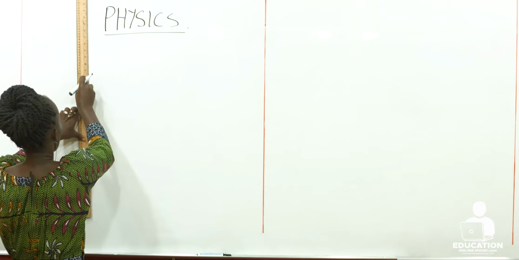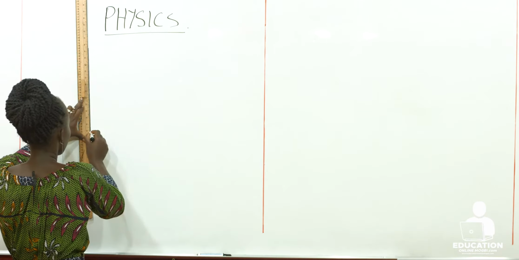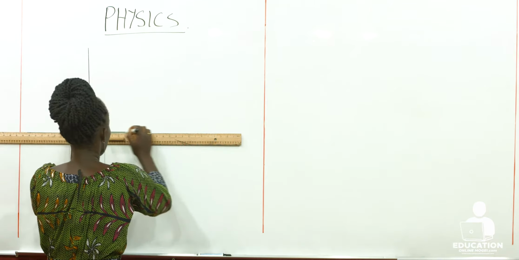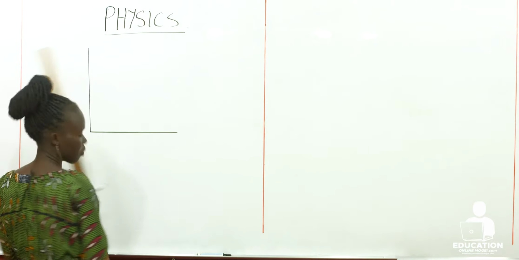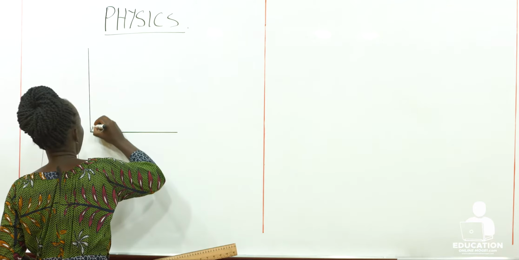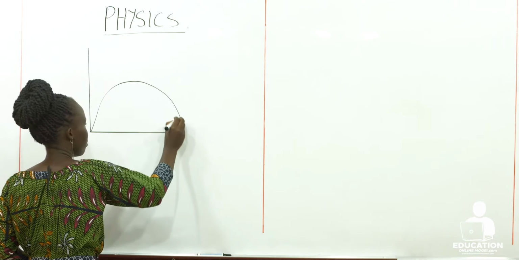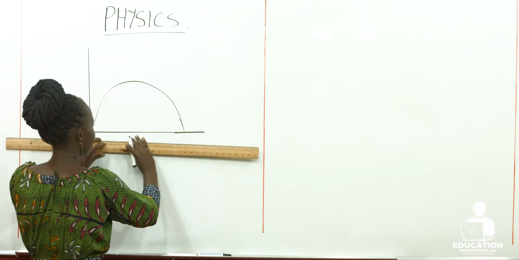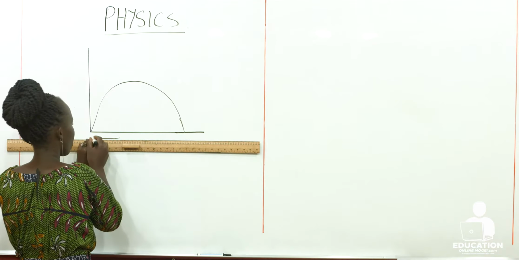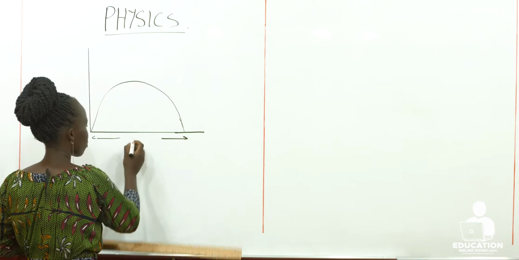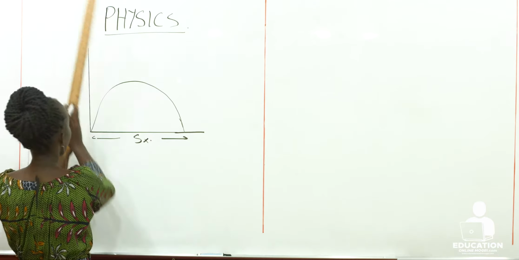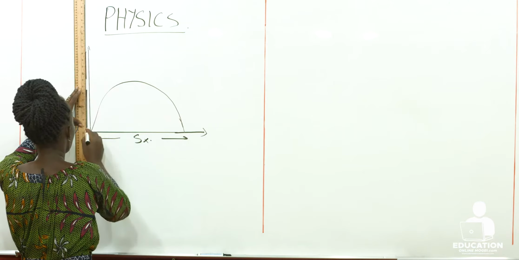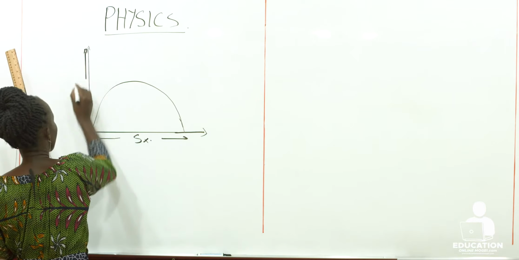So we're going to have the vertical motion on this axis, the horizontal on this. Then we said our body was kicked from here and it moved in a curved way up to this point where it lands. So we say that this horizontal distance here, we shall call horizontal distance Sx, and then we have our vertical distance right here. So we are calling the vertical distance Sy.